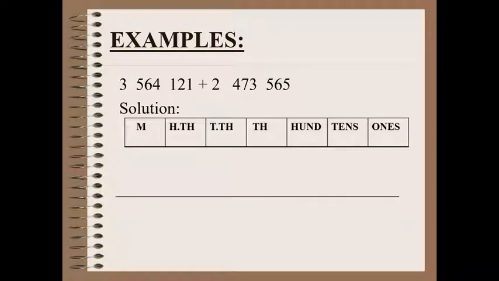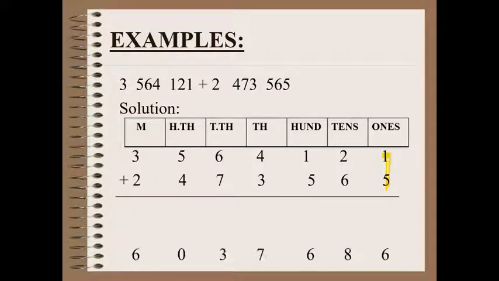I have made the place value table here, but it is not necessary to make the place value table. So for adding it, we will start adding from the ones column. First we will do the addition of 5 and 1. So 5 plus 1 is 6. Similarly, we will add the numbers in the tens column, then in the hundreds column, and so on. So you can see that this will be your answer.